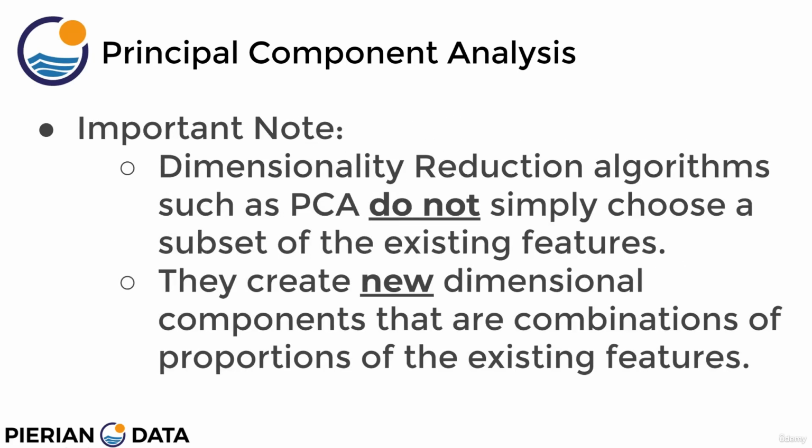Now, here's a really important note when we're talking about dimensionality reduction techniques with unsupervised learning. Dimensionality reduction algorithms, such as PCA or principal component analysis, do not simply choose a subset of the existing features. That is to say, if we have some 30 plus feature data set with 30 plus columns, dimensionality reduction doesn't mean you choose columns 1, 5, and 7 and some sort of subset. Instead, we are actually going to create new dimensional components that are combinations of proportions of all the other previously existing features. And we'll talk about that in more detail when we learn how principal component analysis actually operates.